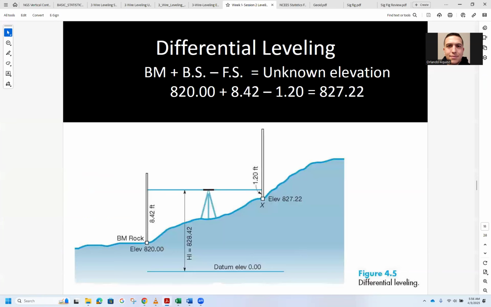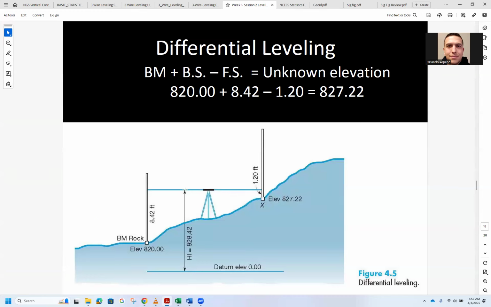All right. So again, you're transferring your elevations. So you start off by reading that. You have your known. You have your setup instrument. You're all leveled up. Again, you're taking that reading, and that's why we're adding the backsight, because it's giving us that reading. And so it becomes an elevation of 828.42, because if you take your backsight reading plus your benchmark reading, it gives us the height of instrument from our datum.